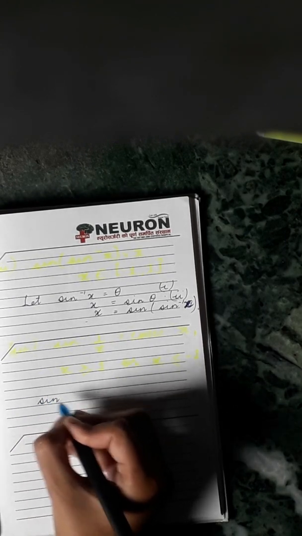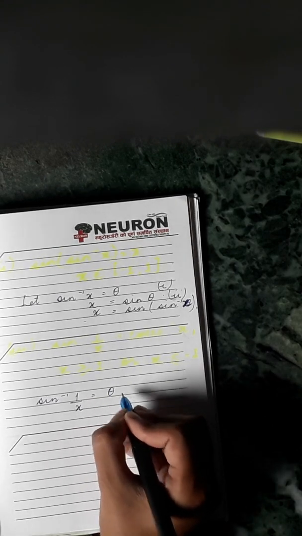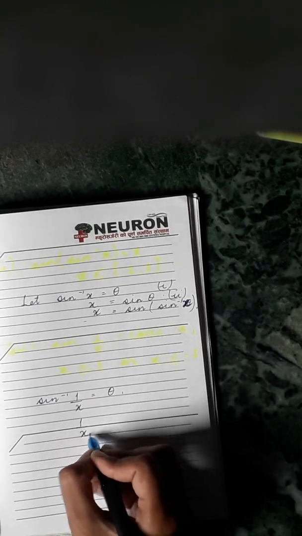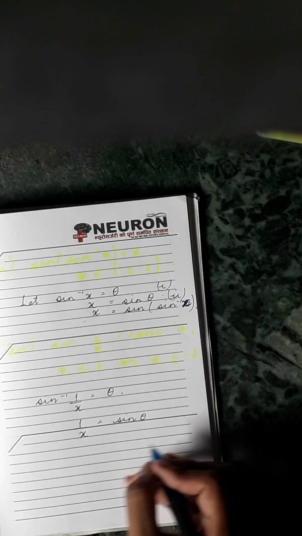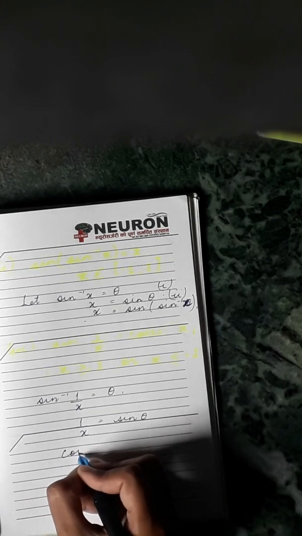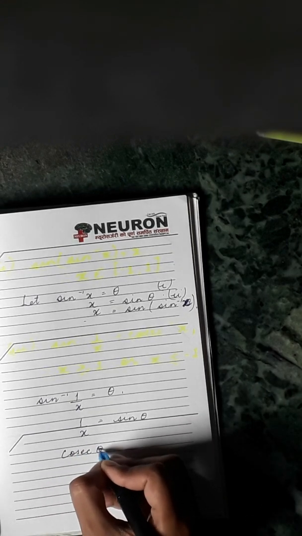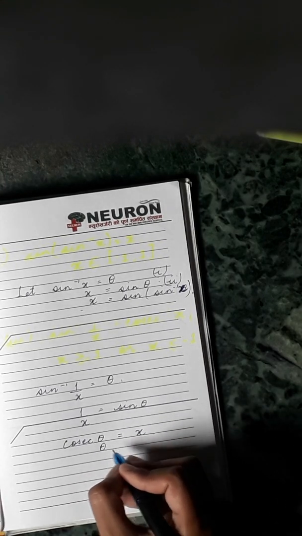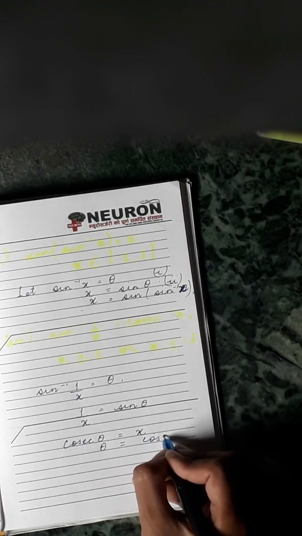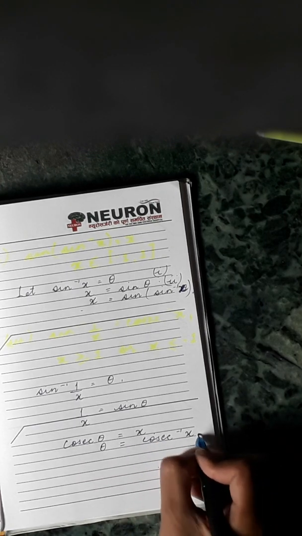Let sine inverse 1 upon x be equal to theta. Now 1 upon x is equal to sine theta, and you take sine inverse from LHS to RHS, it will become sine. So what will be cosec theta? Cosec theta is the reciprocal of sine theta, so it will be x. Now you can write theta is equal to cosec inverse x.